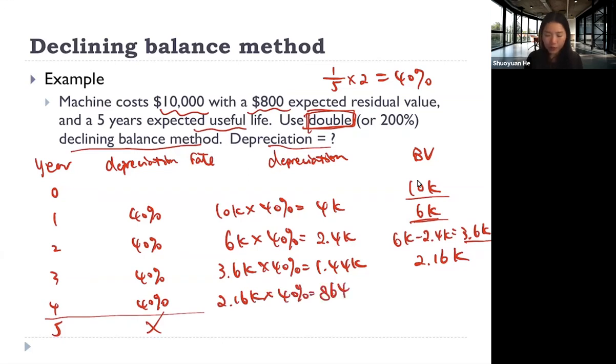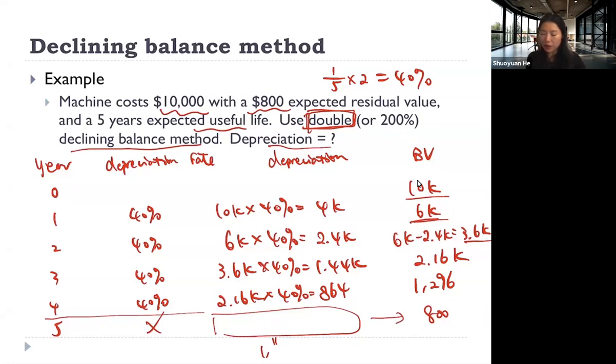that is 864. And then our book value is 1,296. And then for the last year, we need to have a depreciation which makes our book value be equal to the residual value, which is 800. So for our last year's depreciation, we do not apply any rate. Instead, it is forced to be whatever the book value that is left needs to be to equal our residual value.